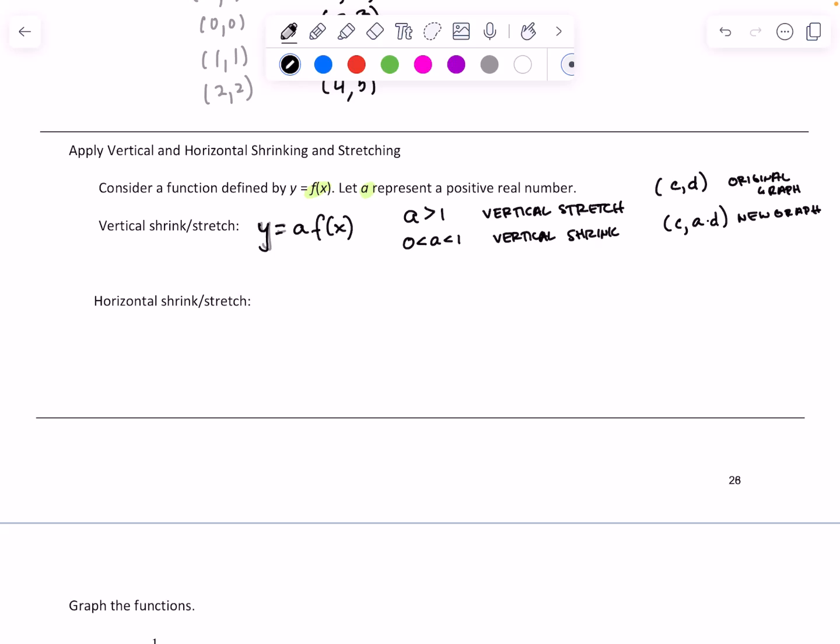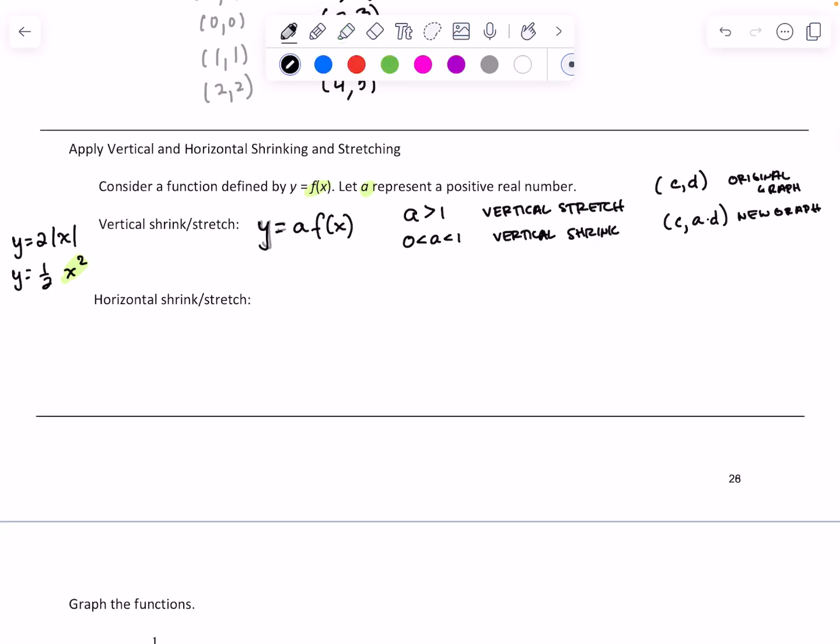So an example of this would be something like if we did y equals 2 times the absolute value of x, or y equals 1/2 times x squared. Notice in this case that the squared only belongs with the x, so the 1/2 is on the outside of the x squared.